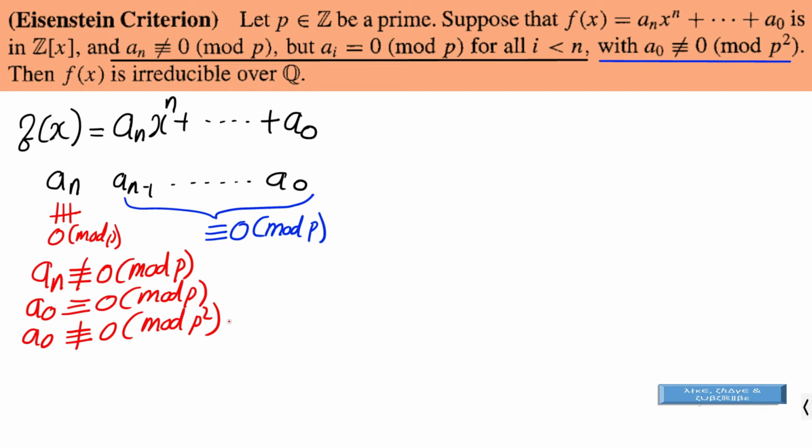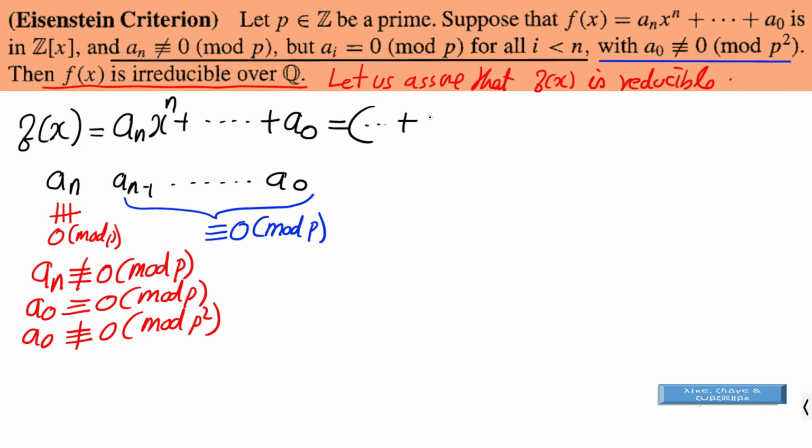Then we need to prove that f(x) is irreducible. So let us assume that f(x) is not irreducible, that is, f(x) is reducible, which means that it is possible to write f(x) as a product of two polynomials whose degrees are less than that of f(x), that is, less than n.